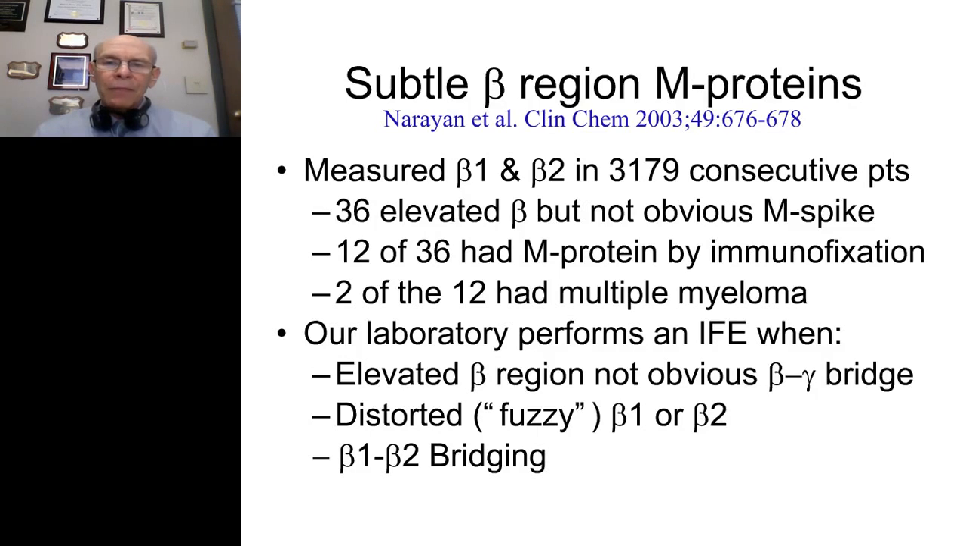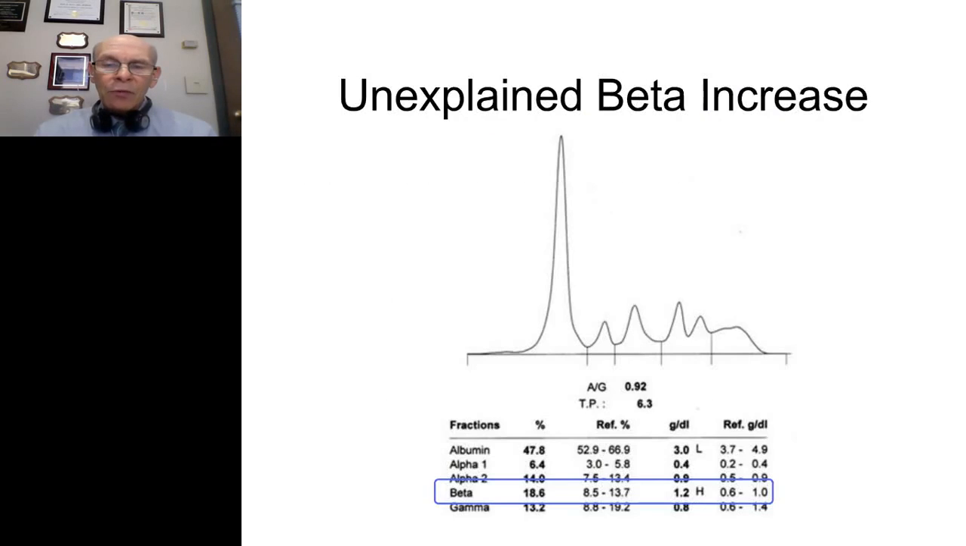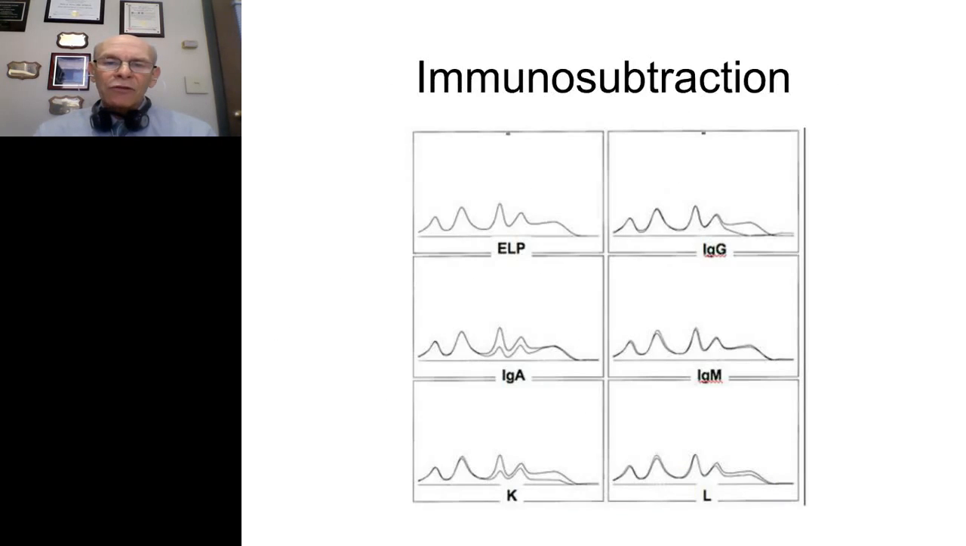Let's see an example. Here's an unexplained increase in the beta region. It's being labeled as high. And so let's do an immunosubtraction, just looking at the globulin fractions. You'll notice here that the IgA and the kappa are subtracting part of this beta 1 region spike, and you can see the normal transferrin underneath it. Lambda is not subtracted at all, neither does G or M. So this is an IgA kappa monoclonal protein in the beta region, and this is why that beta region was increased.